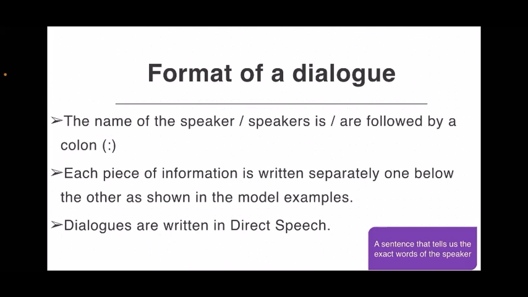Format of a dialogue. The name of the speaker or speakers is or are followed by a colon. So this is a punctuation mark, right? So you write the name of the person who is speaking and after that you will put this punctuation mark. Each piece of information is written separately, one below the other, as shown in the model examples. So we will see some examples in this video. Dialogues are written in direct speech. A sentence that tells us the exact words of the speaker is direct speech.